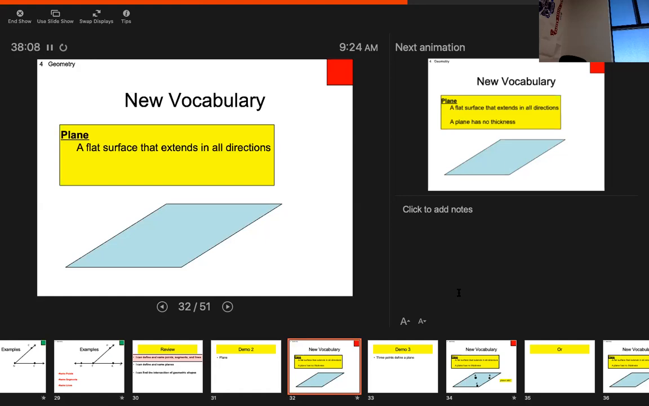Box 4, plane. It's a flat surface that extends in all directions. And you've got to be careful. It's saying in all directions. It doesn't mean up and down. Of course, all directions would mean up and down. It's kind of a paradox. It means continue that surface and don't stop. So a plane is a flat surface that extends in all directions, just not up and down.